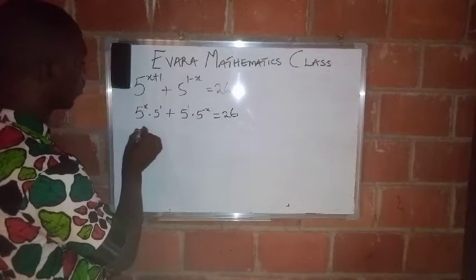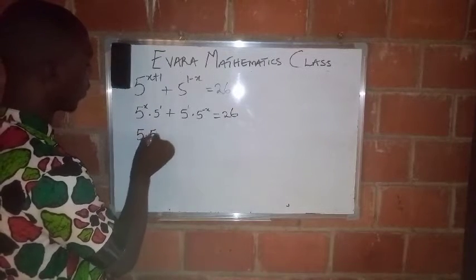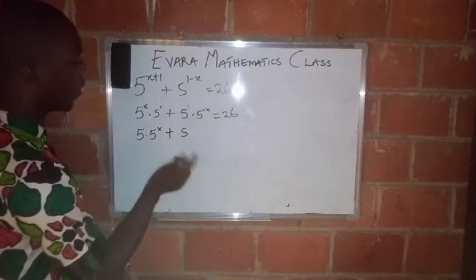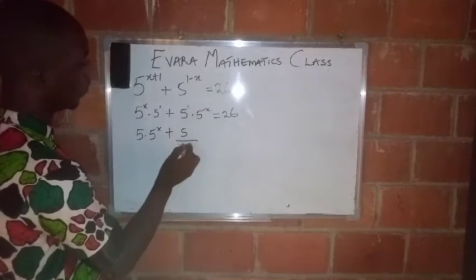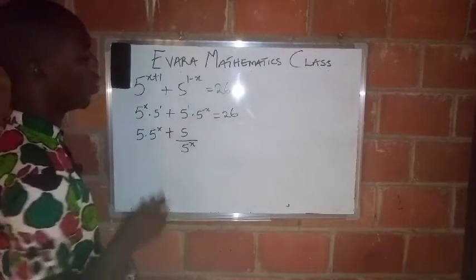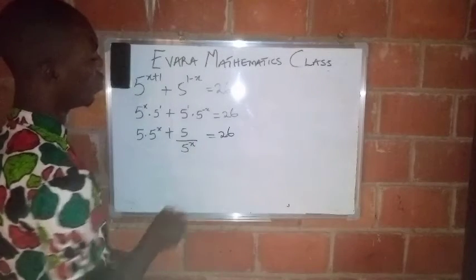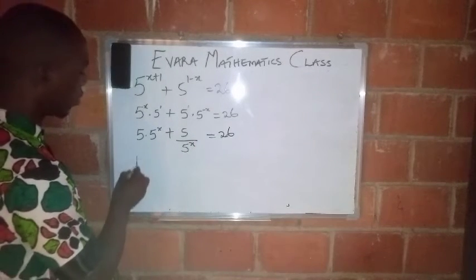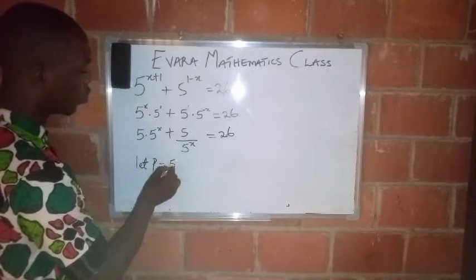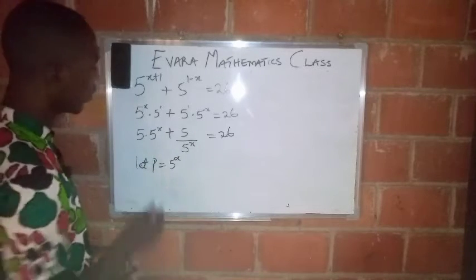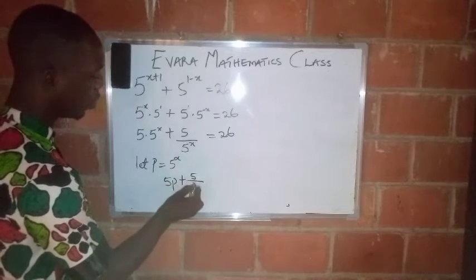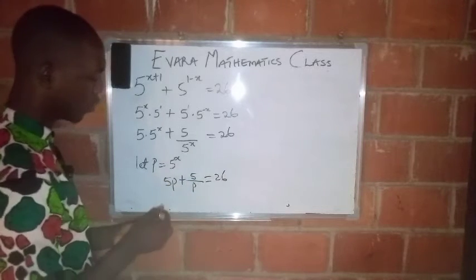So this is going to give us 5 times 5 raised to the power x, plus 5 raised to the power 1, which is still 5, over 5 raised to the power x. This one is brought down because it's carrying a negative index, equals 26. So we can use a letter p to represent 5 raised to the power x, so that it will now be 5p plus 5 over p equals 26.